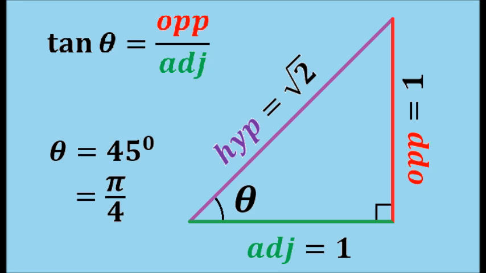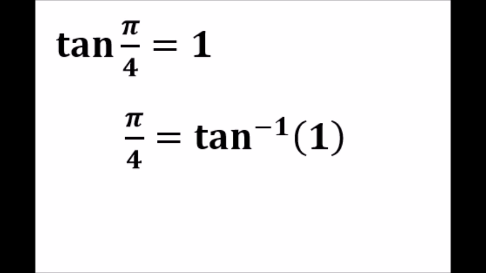Remember our isosceles right triangle? Tangent is opposite over adjacent by definition. Using the Pythagorean theorem and some basic angle properties from elementary geometry, we can see that tangent of 45 degrees equals 1. 45 degrees is equivalent to pi over 4 radians. By taking the inverse of both sides, pi over 4 equals inverse tangent of 1, as seen here.